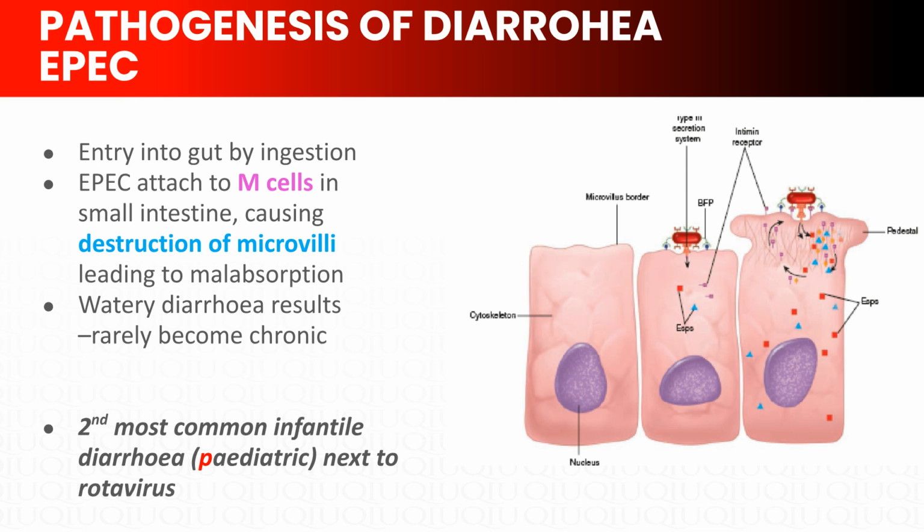Once attached, EPEC causes destruction of microvilli, those tiny finger-like projections that massively increase the intestinal surface area for absorption. When microvilli are destroyed, malabsorption occurs. The intestine can't absorb nutrients or water effectively, leading to watery diarrhea. Unlike ETEC, this isn't toxin-mediated, it's direct structural damage. The diarrhea is typically watery and non-bloody, and rarely becomes chronic. Clinically important, EPEC is the second most common cause of infantile diarrhea globally, right after rotavirus. So when you see an infant with watery diarrhea, in a pediatric setting, think rotavirus first, then EPEC.